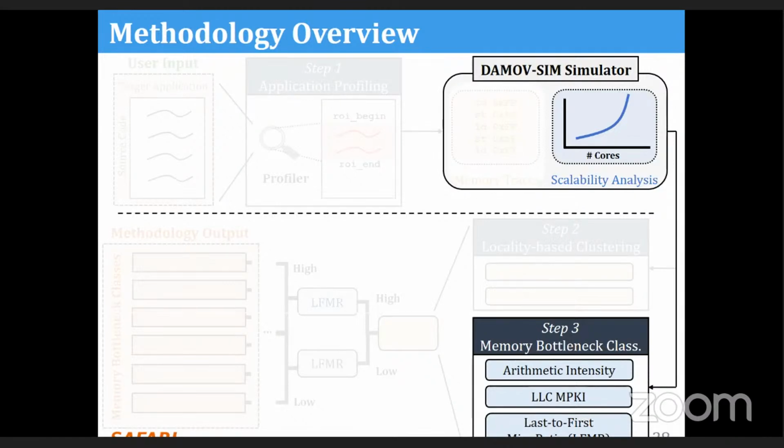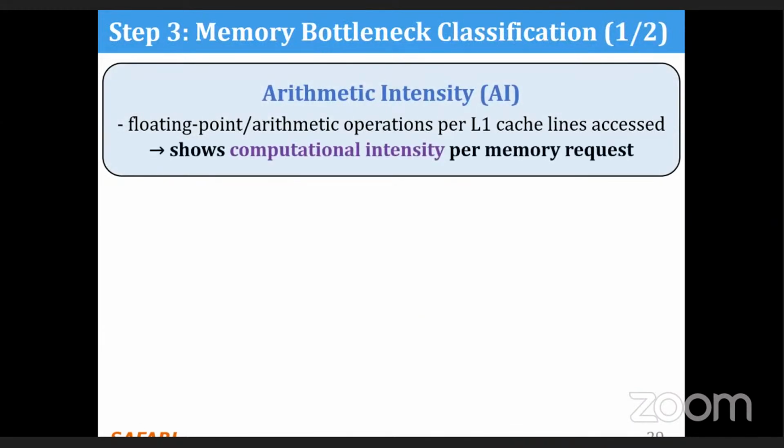It's extracting some important metrics that we identified as useful for the characterization of data movement bottlenecks by using this scalability analysis. And the first of these metrics is the arithmetic intensity. We have already talked about the operational intensity, or also called arithmetic intensity in the roofline model. Essentially, it is the amount of computation per data access or per memory request, or in the previous lecture, we saw it's the number of operations per byte.